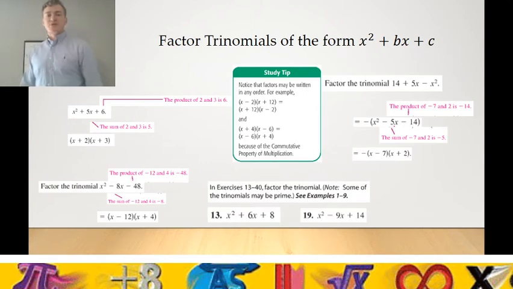So now we're going to look at some examples, give you a moment there to pause the screen if you need to. And we will work out problems 13 and 19. We're being told to factor the trinomial. And note that some of the trinomials may be prime. In other words, we may not be able to factor them.